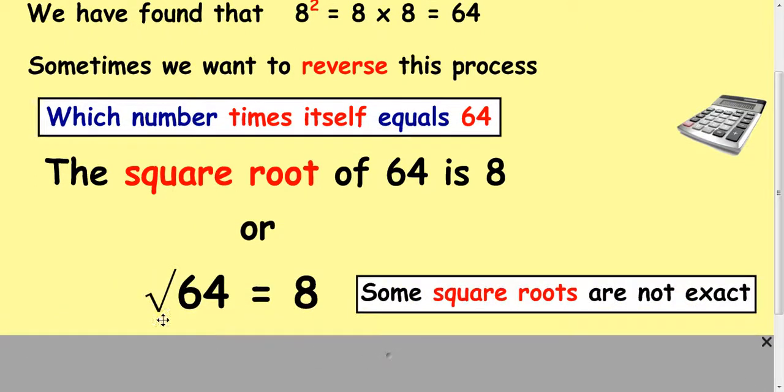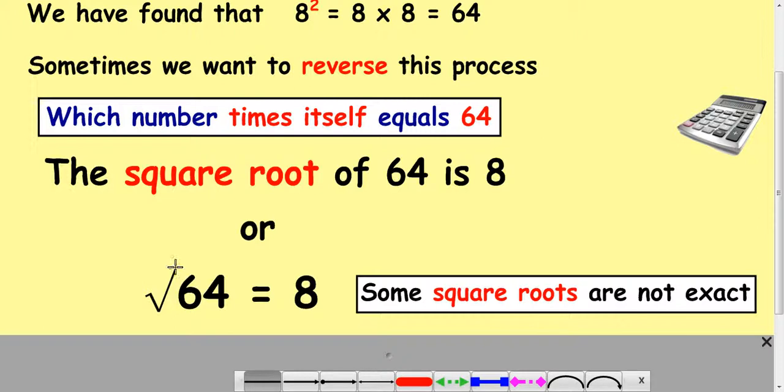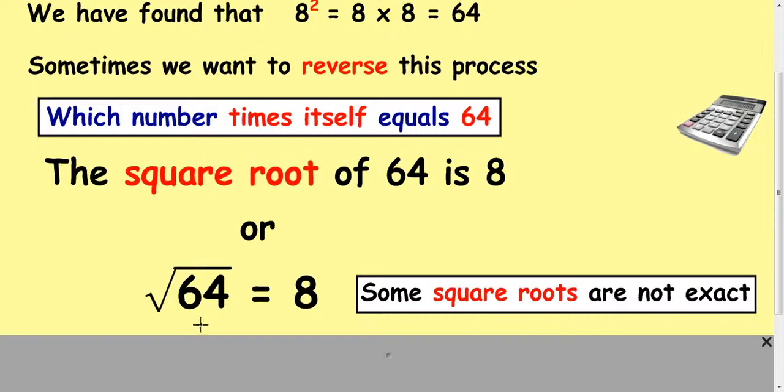And we see this in mathematics like this, it's a wee tick. Quite often you see it also with a wee bit on the top like that. You can see it either way, but the square root of 64 means what number multiplied by itself gives you that answer.